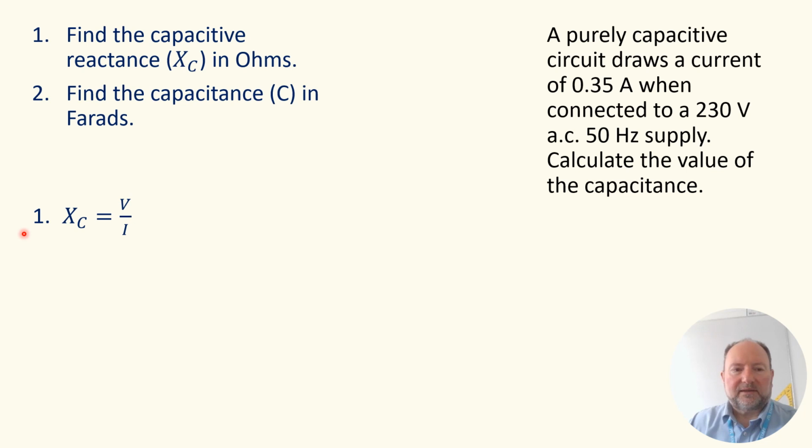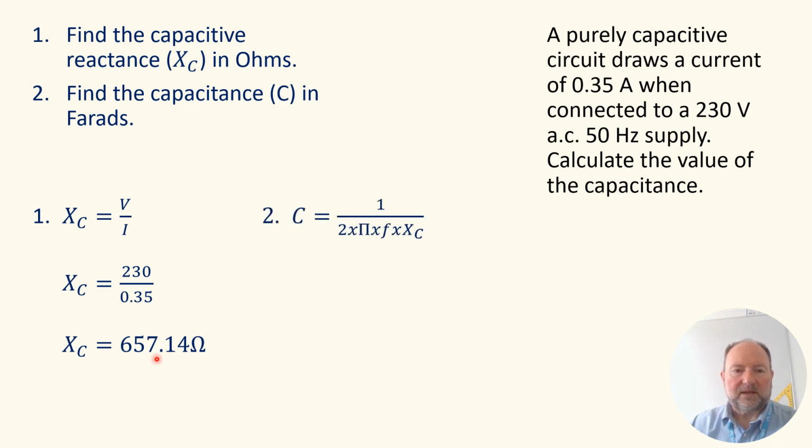So let's work that out then. It's 230 volts divided by 0.35 amps. When you put that in the calculator, it comes out as 657.14 ohms. That then will allow us to find the capacitance. This is the reactance in ohms. We haven't finished yet. There's a second part.